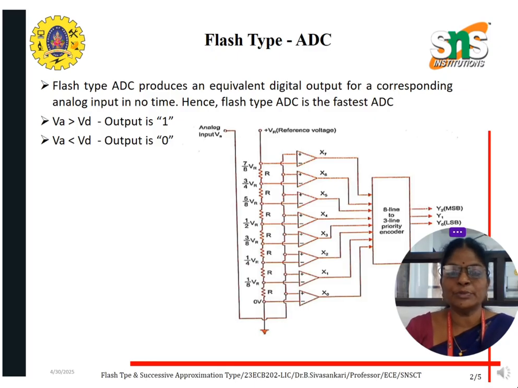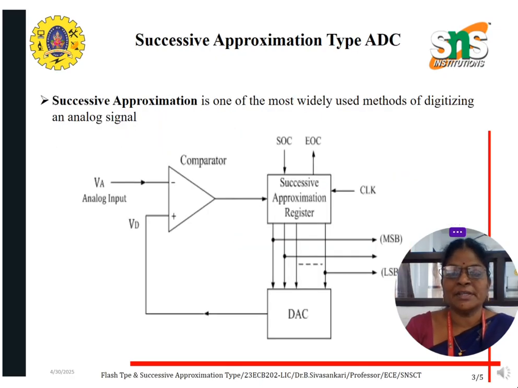The 2 input voltages will be compared in the comparator and forwarded, and the output will be received by the 8 into 3 line priority encoder. There the data will be encoded and we will receive the digital, binary form output Y0, Y1, Y2. So this is the function of flash type ADC. We are giving the analog input and receiving the digital output.